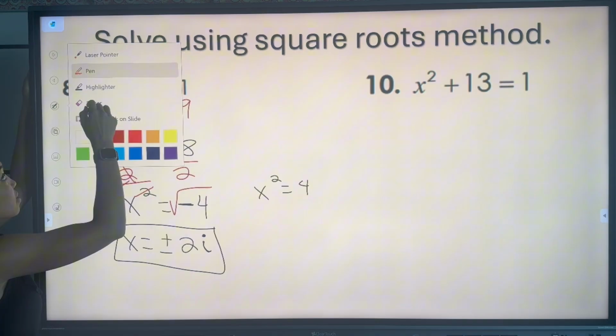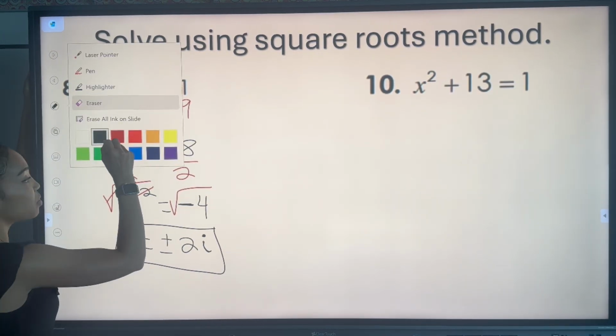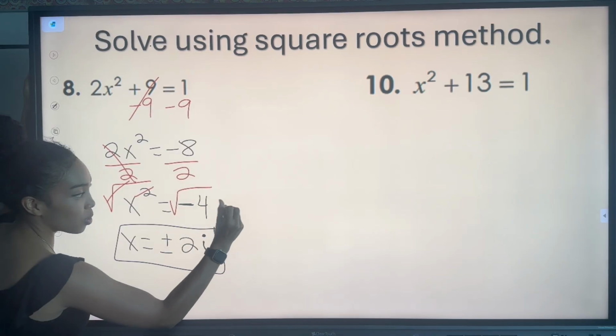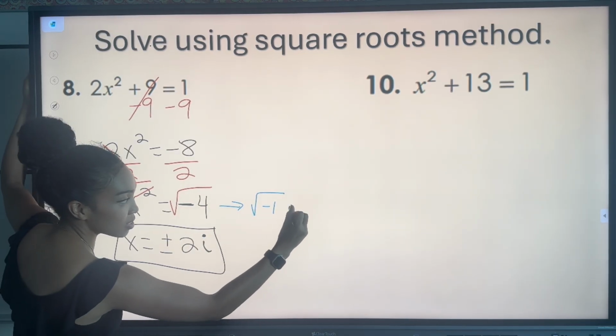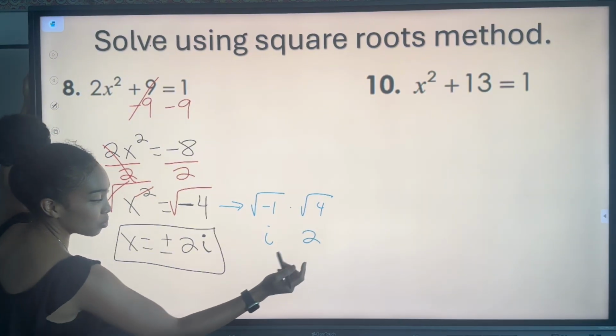Okay? So guys, the step between here and here, you can rewrite the square root of negative 4 as the square root of negative 1 times the square root of 4. This is i. This is 2. So that's why I have 2i.